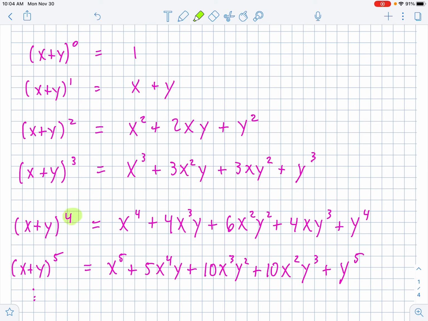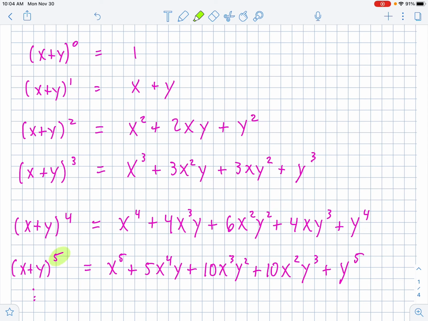Now, I could ask you guys to raise something to the 4th power, but it would be annoying because you would have to FOIL 2 terms, then multiply all those terms times x plus y and combine things, and then multiply all those terms times x plus y and combine things. It's not hard, it's just tedious. Trust me that you would get this: x to the fourth plus 4x cubed y plus 6x squared y squared plus 4xy cubed plus y to the fourth.